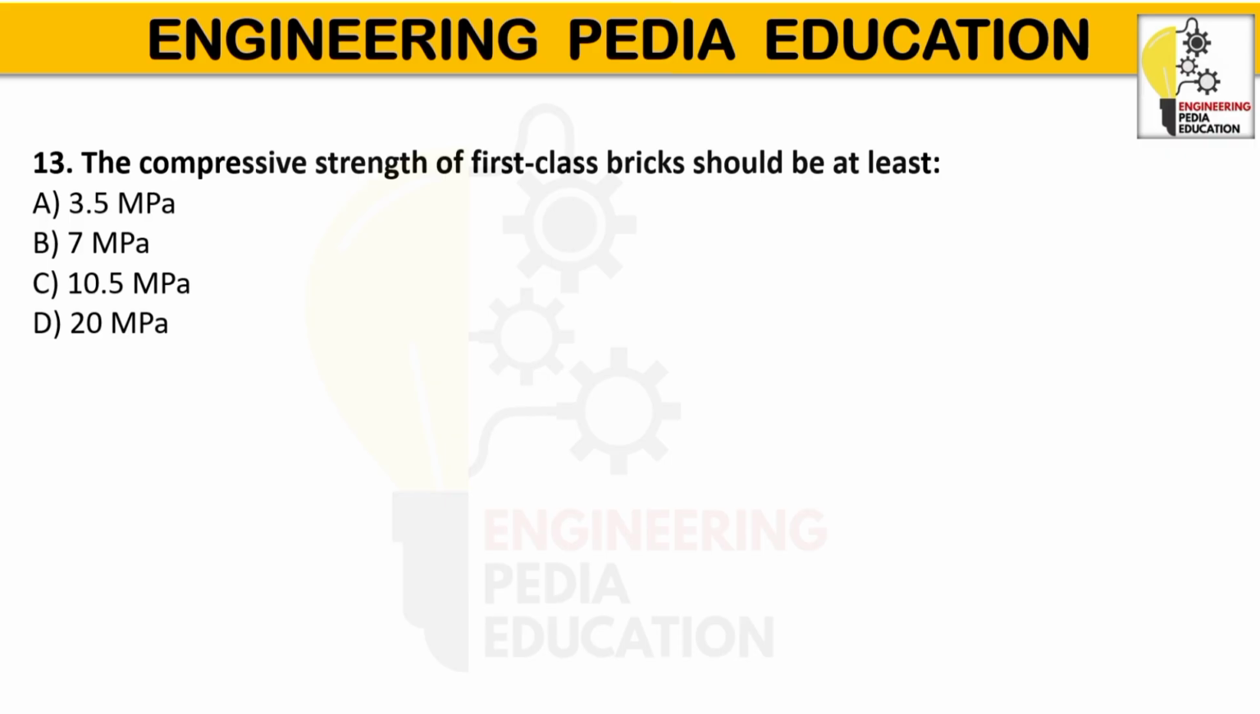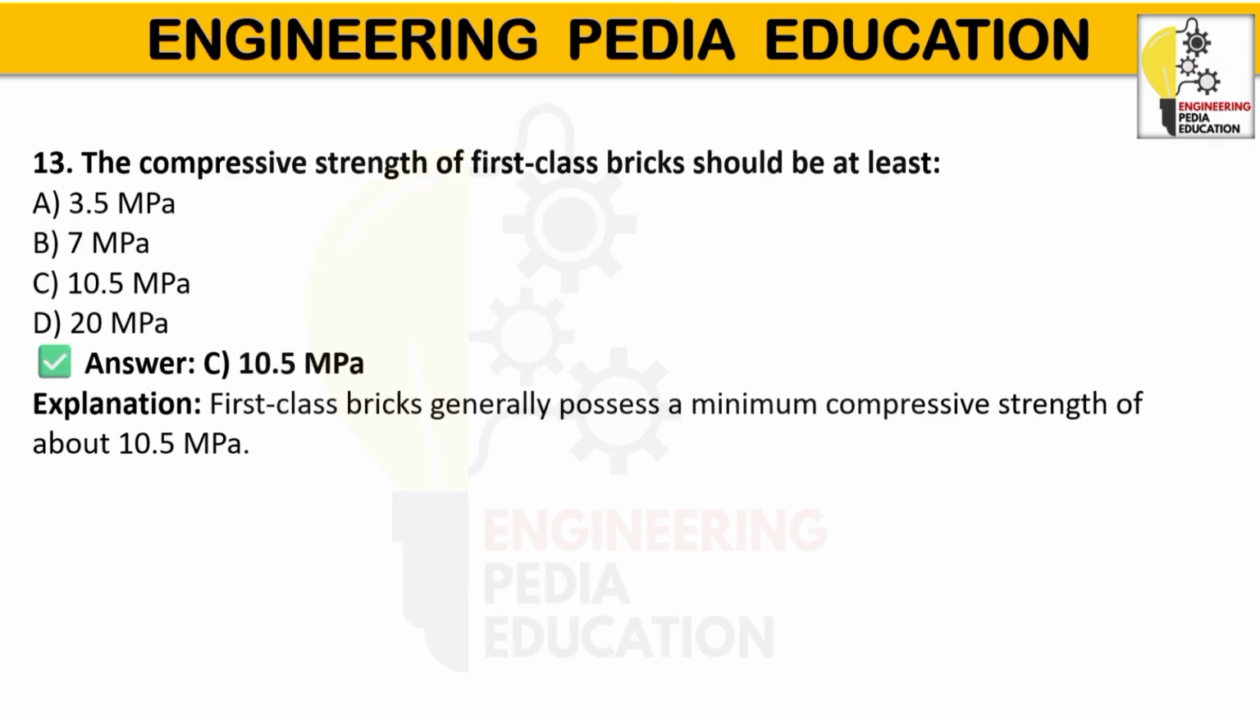Compressive strength of first class brick should be at least 3.5 MPa, 7 MPa, 10.5 MPa, or 20 MPa. So the correct answer is 10.5 MPa. First class brick generally possesses a minimum compressive strength of about 10.5 MPa. Compressive strength is the maximum load a brick can withstand per unit area before failure.